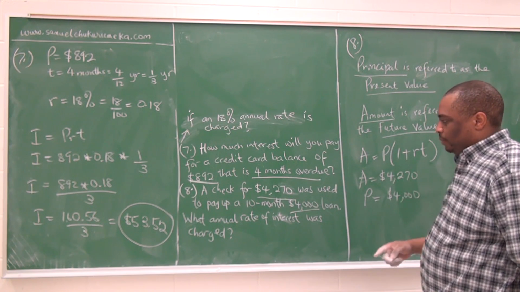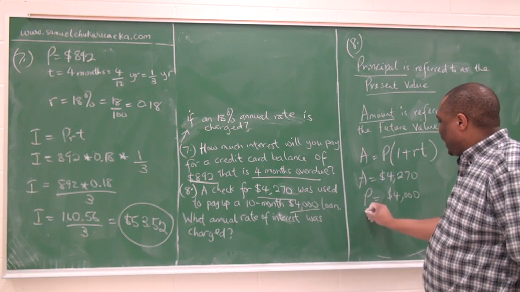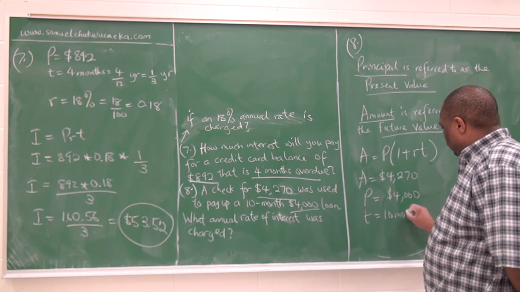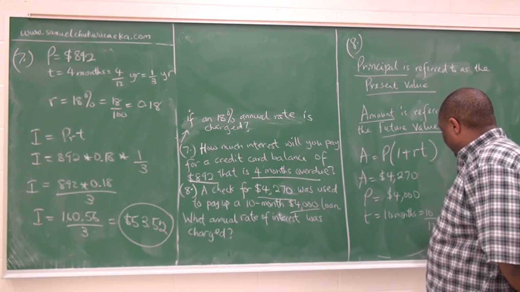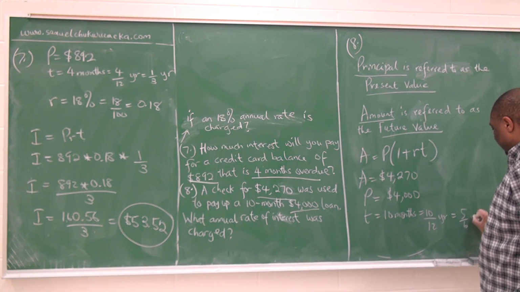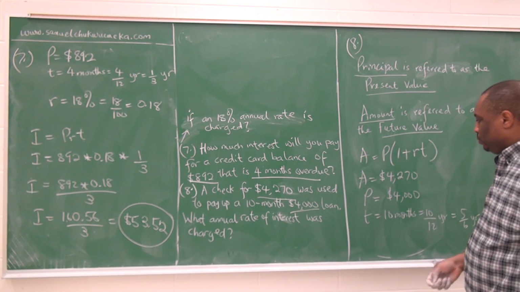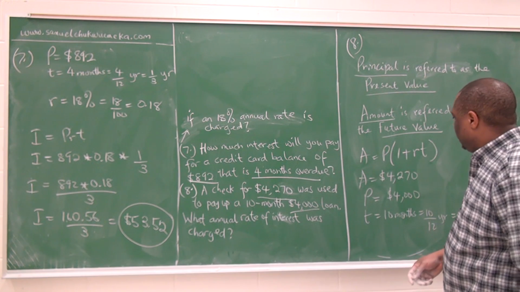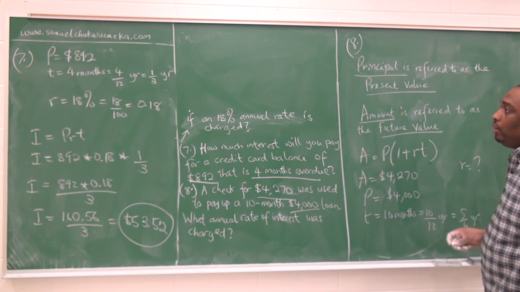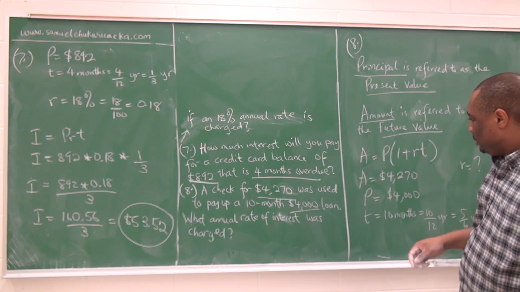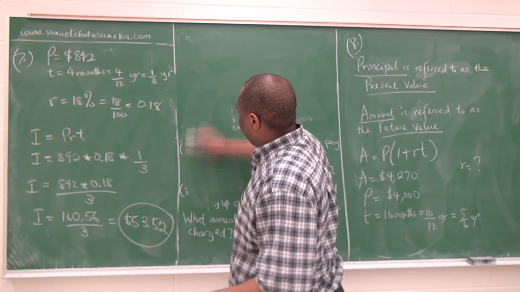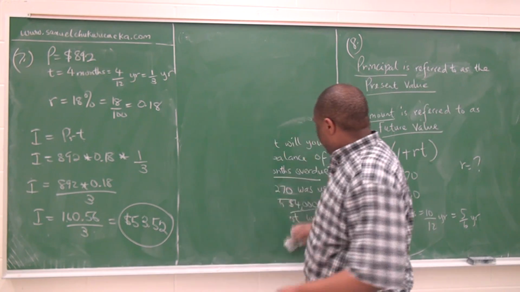Okay, now the time is 10 months, which is 10 over 12, which is 5 over 6. We'll use 5 over 6 as is. And then we are looking for what? R. R is what we are looking for. What annual rate of interest?